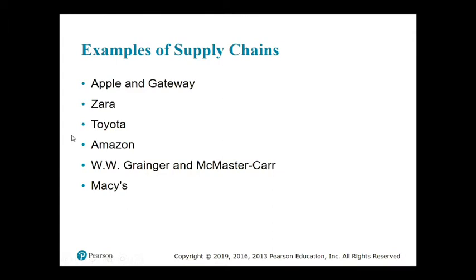Toyota, how they determine the facility location and facility capacity planning decisions. And Amazon, with its online retail business. And then the difference between W.W. Grainger and McMaster-Carr, which are 2 maintenance parts sellers, and they differ in their way of fulfilling orders. And then finally Macy's, which we'll go through in detail.